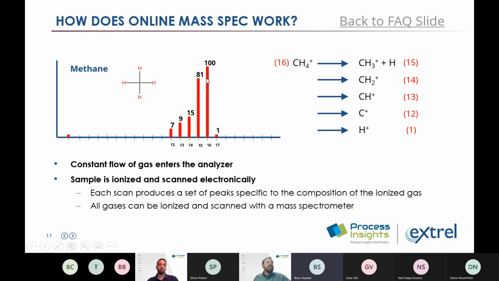And it gets this distinct pattern of peaks that appear that are a result of the methane molecule's ionization. Now, each component then has a different set of peaks and a different pattern. So ethane is different than methane, propane is different than ethane, and that's how the mass spec tells all of these things apart, even though it's scanning them simultaneously.